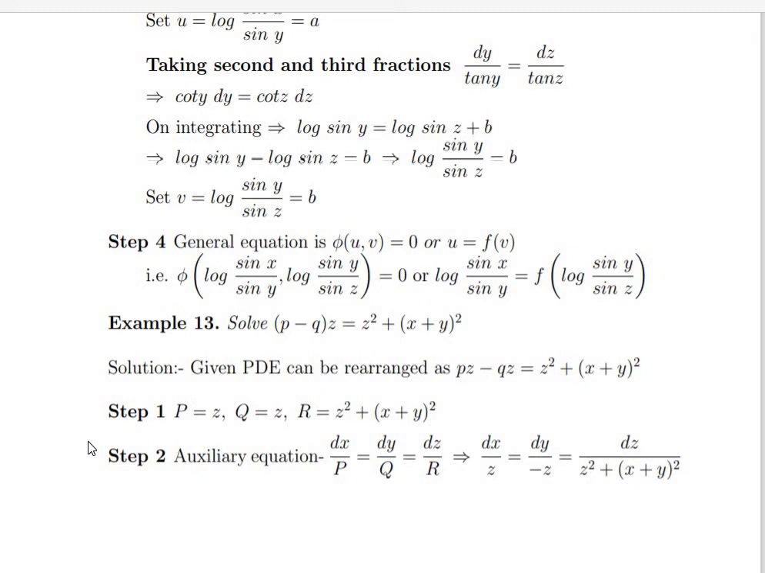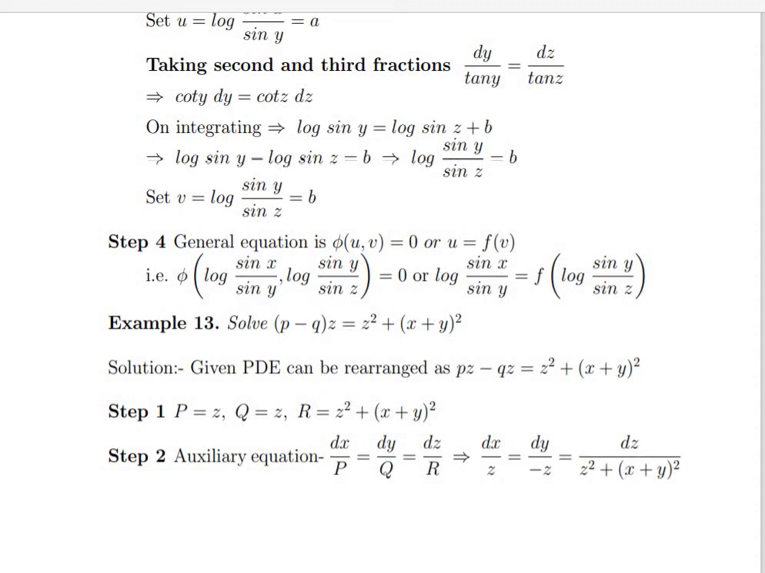That is, we got v as v equal to log sin y by sin z, which is equal to b. Now we can write the complete solution or the general solution as phi of u, v equal to 0, or u equal to f of v. That is, here the solution is phi of log sin x by sin y, comma log sin y by sin z equal to 0, or log sin x by sin y equal to f of log sin y by sin z.